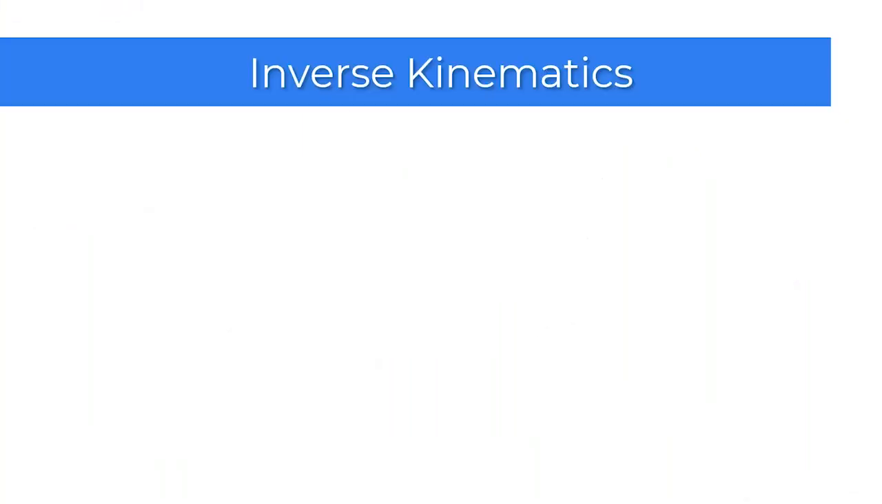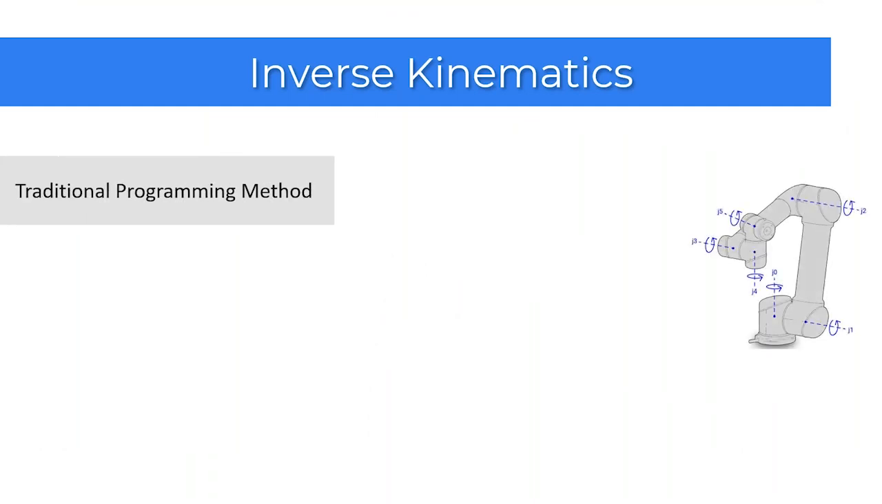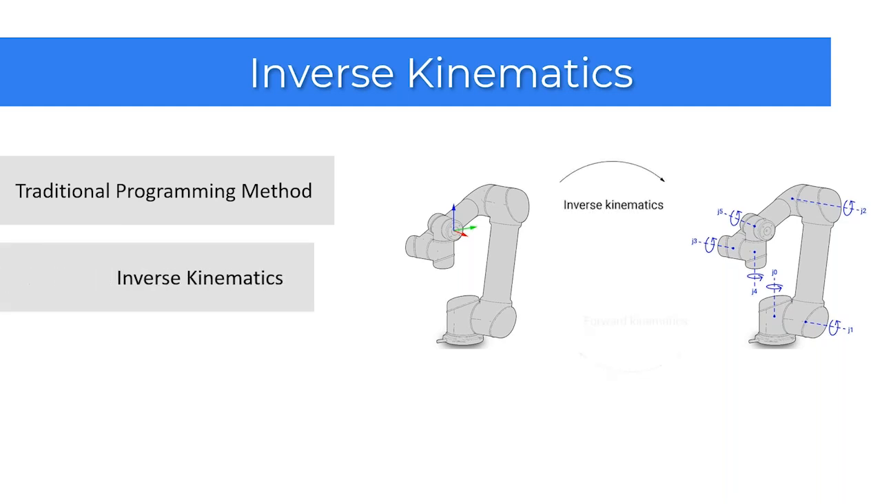So the traditional robot programming method involves defining the 6 joints of the robot in order to reach a desired location, which is basically called forward kinematics. Here we are going to take advantage of inverse kinematics, where we define a position in Cartesian space, and all the 6 joints of the robot will be automatically calculated by the controller. These desired location points are called tags in this app.